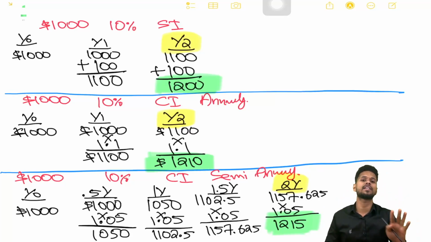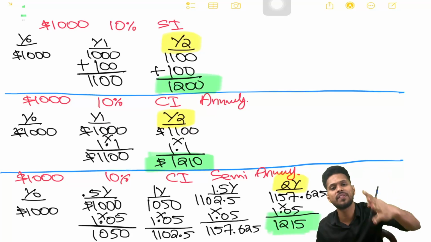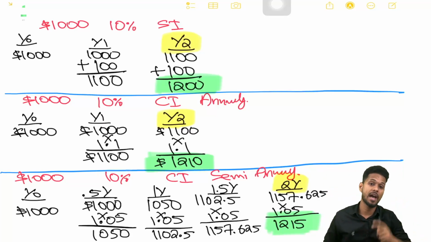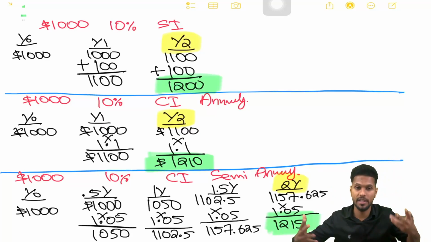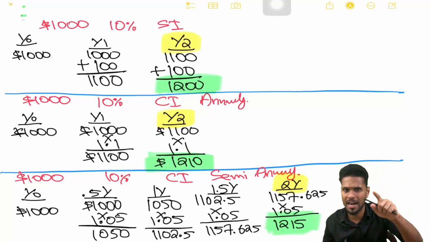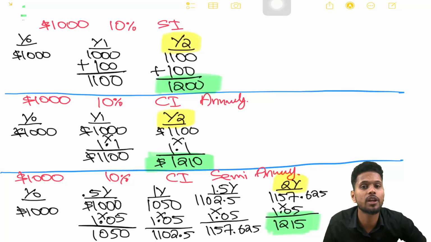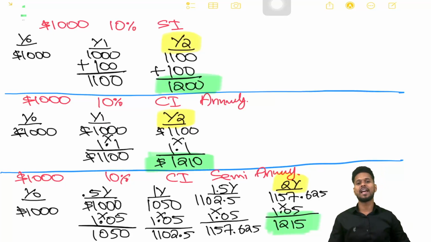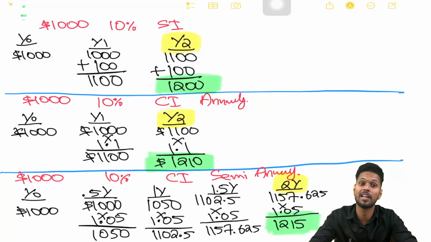Suppose the bank says there is no simple interest option available, only compound interest, and compounding is done monthly or annually. Which one will you prefer? The annual case. Why? Because with monthly compounding the interest amount will be higher, so in the annual case the interest amount will be lower. That's why you choose annual compounding. You should understand this concept when we are taking loans and making deposits.